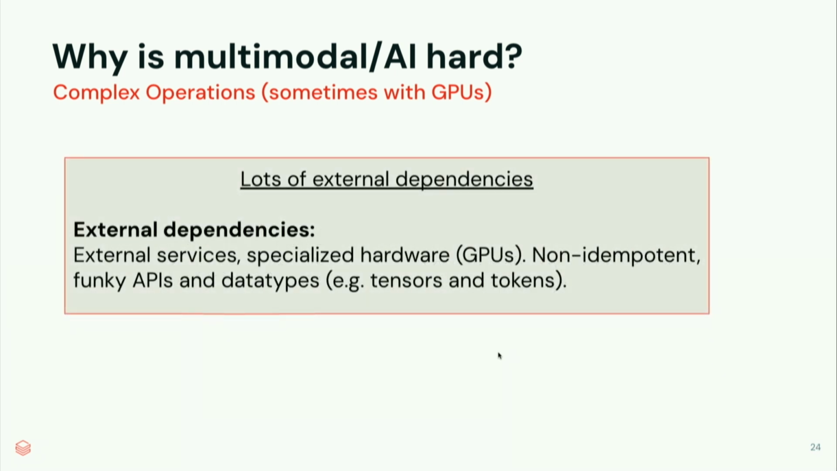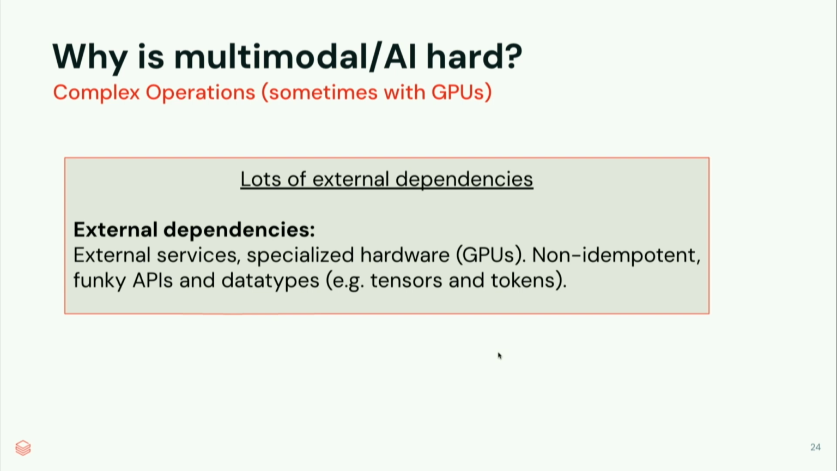And yeah, this means that you have what's called an external dependency. All of a sudden, your data engine can't just do work by itself. It needs to talk to something external, whether that's an external service like OpenAI, or specialized hardware, a GPU device. It needs to talk to that device now. And these operations potentially may be non-idempotent. If you run them more than once, they might not behave the same way.